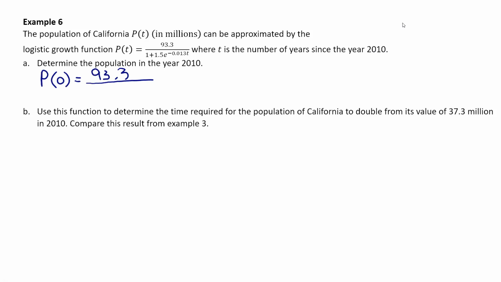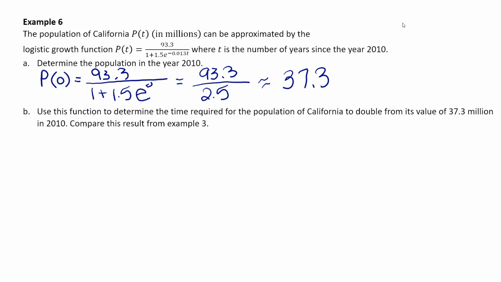And so we will just put in 0 for t into this function, and that means we're going to have e to the 0 power, which is just 1. So we can rewrite this with just 1 plus 1.5 in the denominator, and then when we divide that, we get about 37.3. So that means the population in the year 2010 is about 37.3 million, which is what we saw in that other problem.